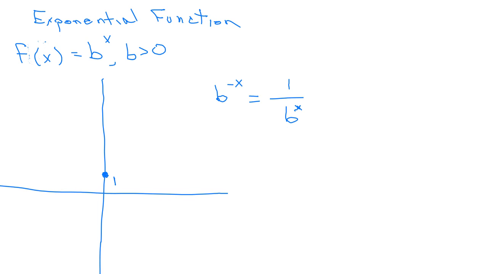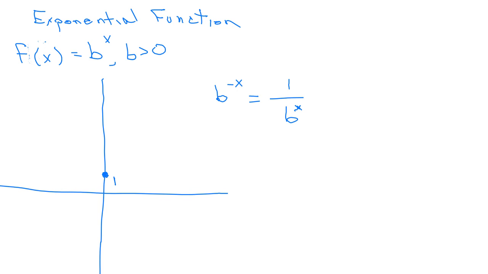Well, think of an easy problem and let b be 2. Well, 1 over 2 to the first is 1/2. 1 over 2 squared is 1/4. 1 over 2 to the fifth is 1/32. So the number is getting smaller and smaller if x is negative.